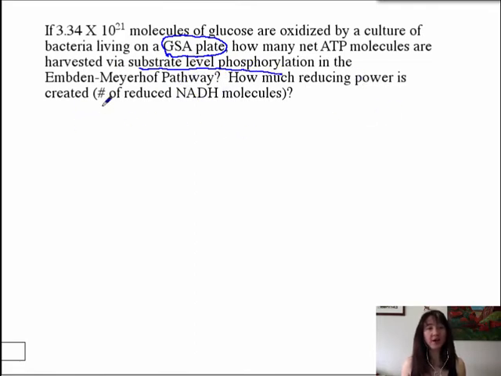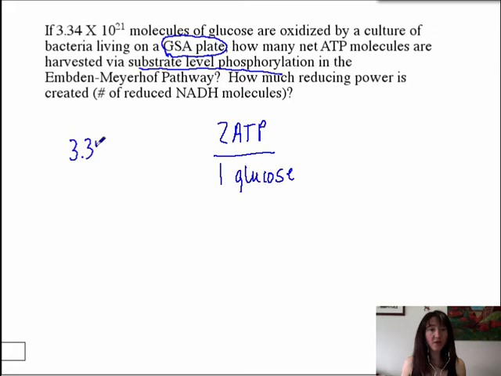How much reducing power is created? So this is where we just have to remember our output. Remember that for every time the Embden-Meyerhof pathway runs, for every glucose it degrades, 2 ATPs are made. So we just need our trusty conversion factor, 2 ATP per every 1 glucose. And hey, you're setting it up right now to cancel some sweet units. So just multiply it by the number of molecules of glucose, 3.34 times 10 to the 21 molecules of glucose.